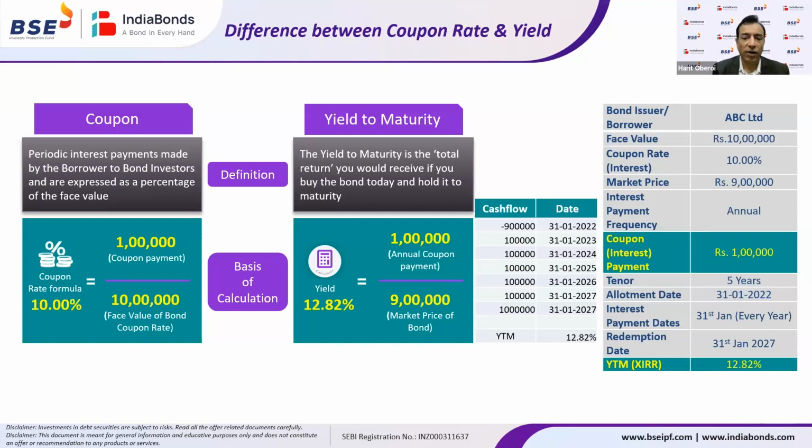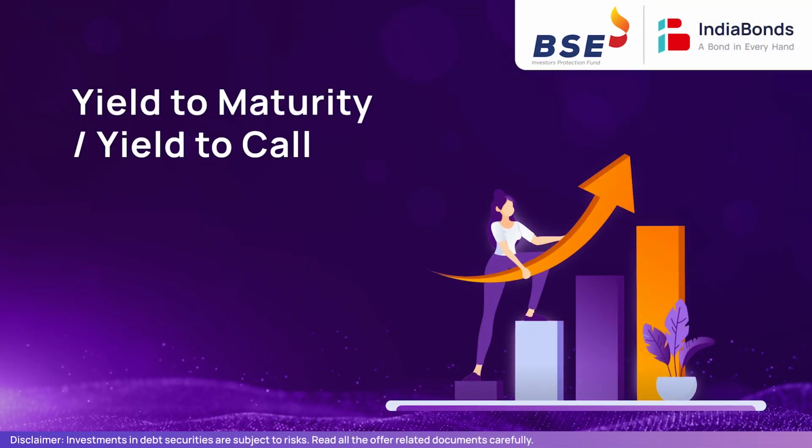We can work it out with an Excel formula. You can use an XIRR tool on an Excel sheet also to plot the cash flow. A very small cash flow example we have just given. If I'm investing 9 lakh rupees, my cost of investment is minus 9 lakh on 31st January 2022. And every year, 23, 24, 25, 26, 27, I am getting 1 lakh as interest. And on 31st January 27, I'm getting my 1 lakh interest component and my 10 lakh rupees face value of the bond. So my actual IRR or YTM will remain 12.82%.